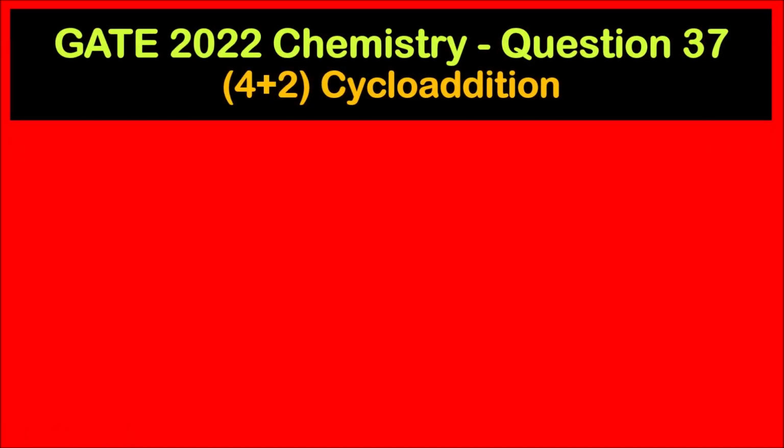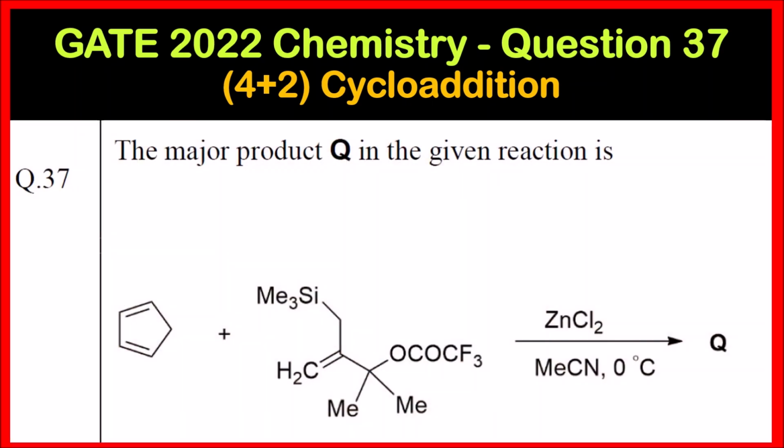So this is question 37 of the GATE 2022 chemistry paper, which is based on 4 plus 2 cycloaddition reaction. So the very first question that comes to your mind is, what exactly is a 4 plus 2 cycloaddition? And how did I come to know that this is a 4 plus 2 cycloaddition reaction? Because in the question it is not mentioned that it is a cycloaddition reaction. So what exactly is a cycloaddition reaction?